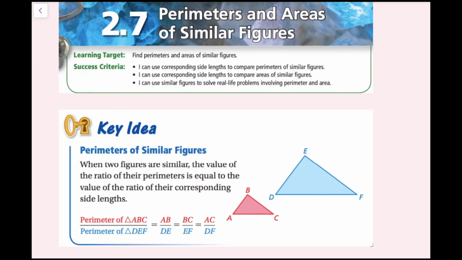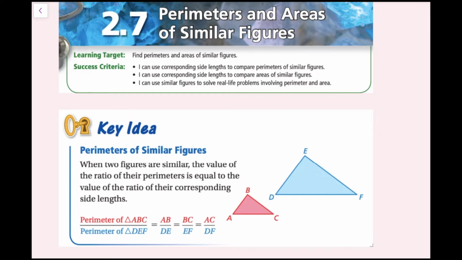In this lesson, we're going to be talking about the perimeters and areas of similar figures. The success criteria is: I can use corresponding side lengths to compare perimeters of similar figures, I can use corresponding side lengths to compare areas of similar figures, and I can use similar figures to solve real-life problems involving perimeter and area.